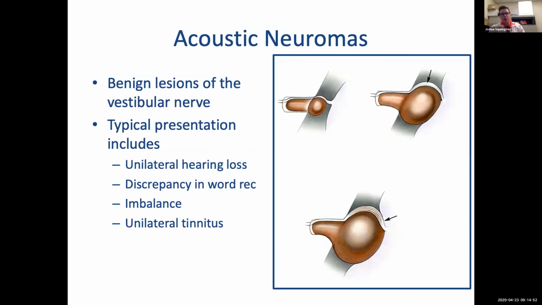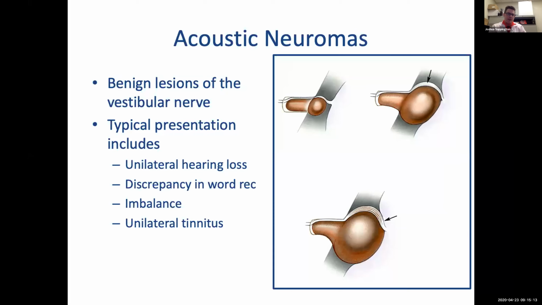So acoustic neuromas are benign lesions of the vestibular nerve. Their typical presentation is a unilateral hearing loss. A fun historical thing is that oftentimes there's a discrepancy within word recognition. I always bring that up to residents because, long ago, it wasn't easy to get MRIs.